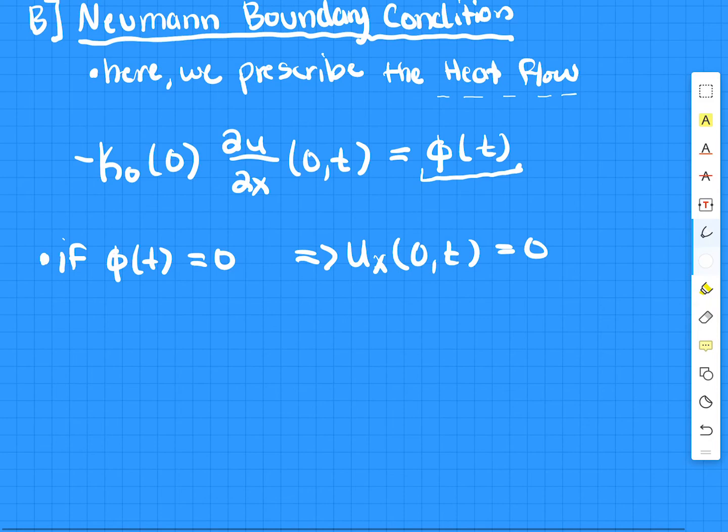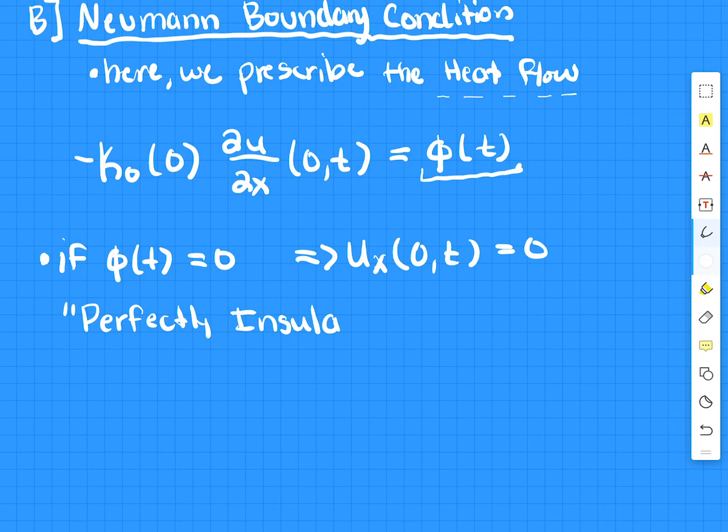But in more typical speak, we would say that this would be considered perfectly insulated. Which makes sense, right? Since if the heat flow is 0, heat is not going to be traveling from one point to another. It's only going to be evolving through time. So we say that's perfectly insulated.